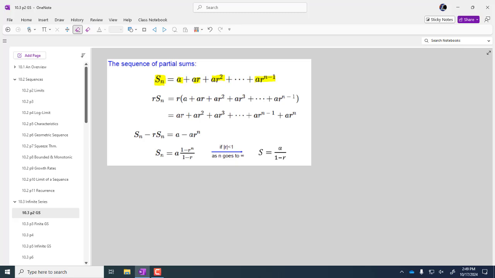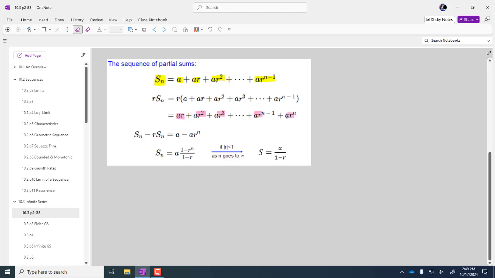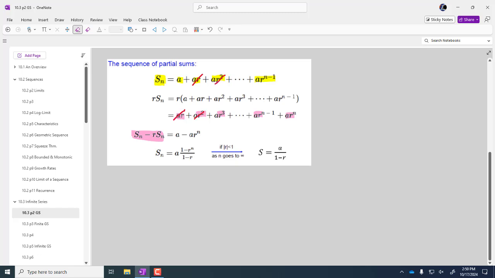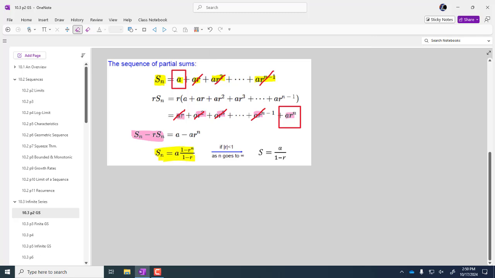We multiply both sides by r, and once we multiply both sides by r, we end up with this thing. Notice that if we do this subtraction right here, aren't we getting a bunch of cancellation? These are all canceling. This term cancels. The only terms that are not canceling are that one and that one when we do this subtraction. So we end up with a minus ar to the n. Well, we have a common factor of S sub n here, so we can factor out the 1 minus r and divide by it, and this gives us that formula for S sub n that we were talking about on Tuesday.